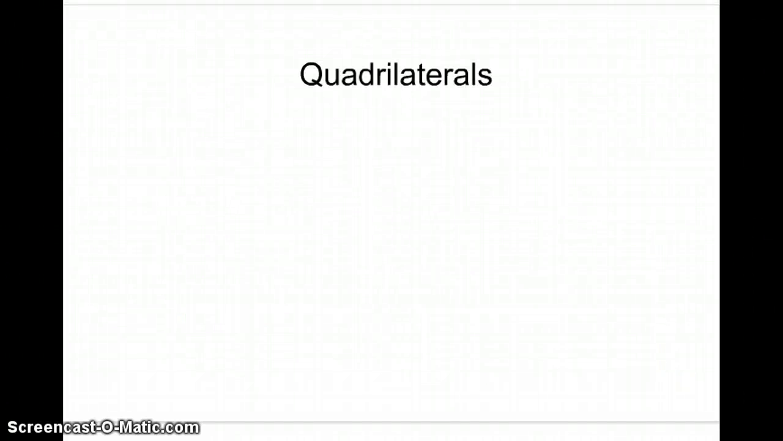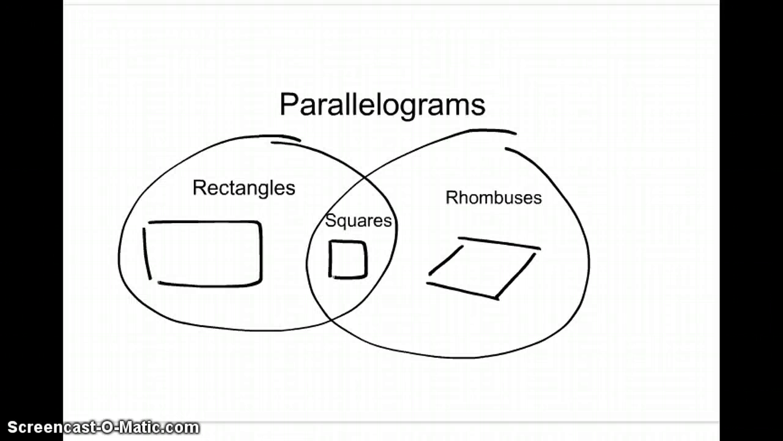Chapter 8, Quadrilaterals. A quadrilateral is a four-sided figure. A parallelogram is a quadrilateral with both pairs of opposite sides parallel. The three types of parallelograms are rectangles, squares, and rhombuses.